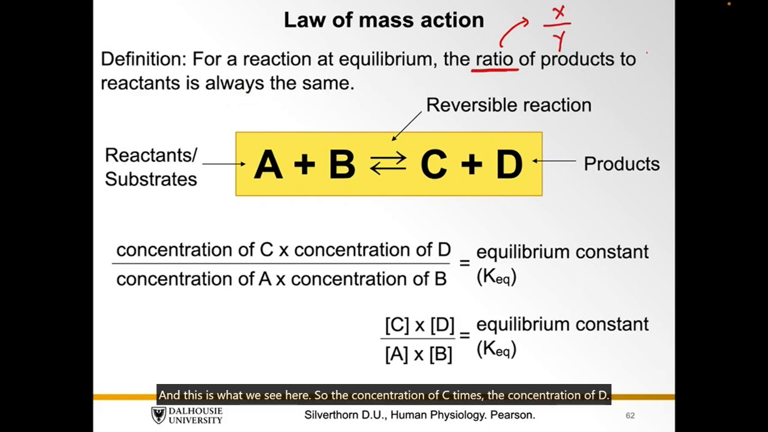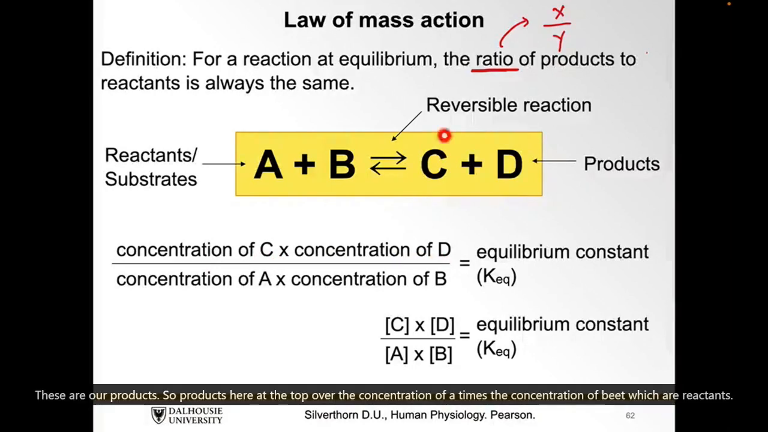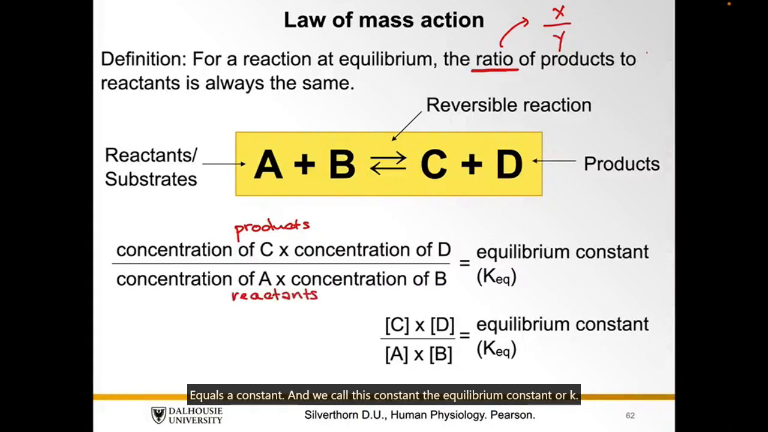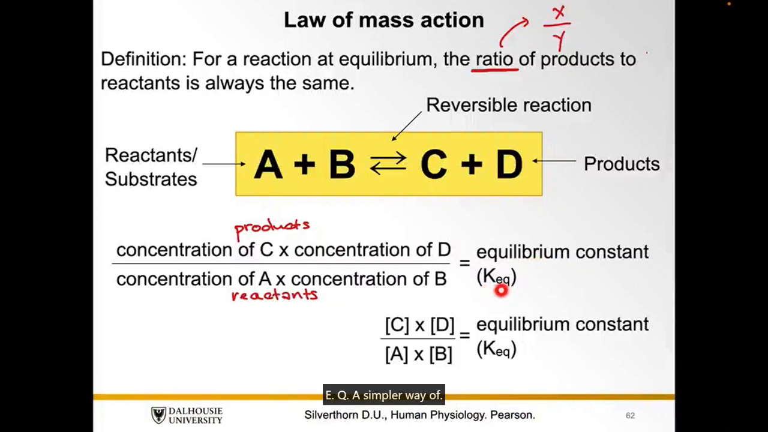And this is what we see here. So the concentration of C times the concentration of D, these are our products, so products here at the top, over the concentration of A times the concentration of B, which are our reactants, equals a constant. And we call this constant the equilibrium constant, or Keq.